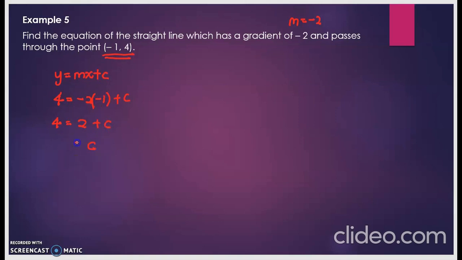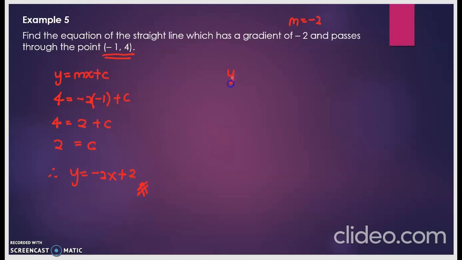So c is equal to, when I move 2 to the left hand side, 4 minus 2, which will be 2. Please remember, c is already positive on the right hand side, so you just leave it on the right hand side. You do not need to move it. Therefore, the equation of the straight line will be y is equal to -2x plus 2.